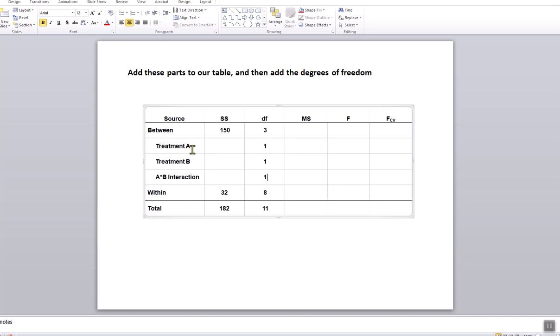The next step is to compute the sum of squares for columns and rows, where A is the columns and B is the rows. And then we can get the interaction. You can see I also went in and filled in this part. So 150 divided by 3 gives you 50. 32 divided by 8 gives you 4. And then 50 divided by 4 gives you 12.5.